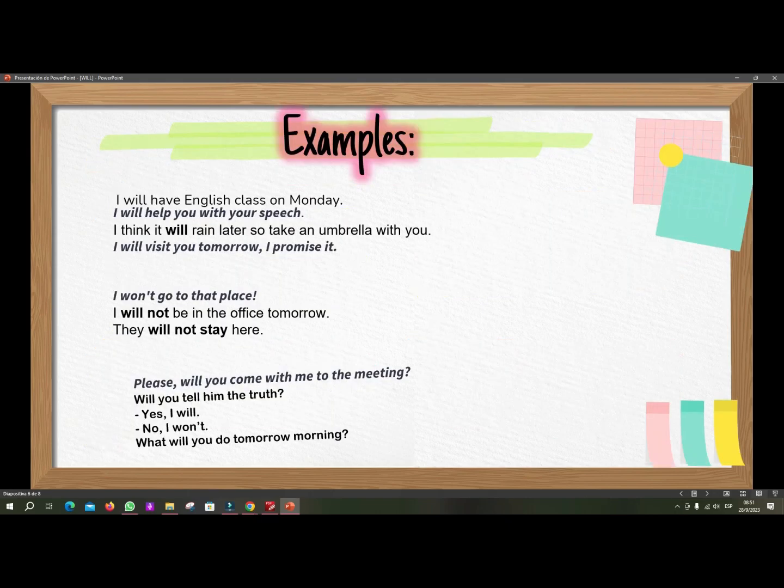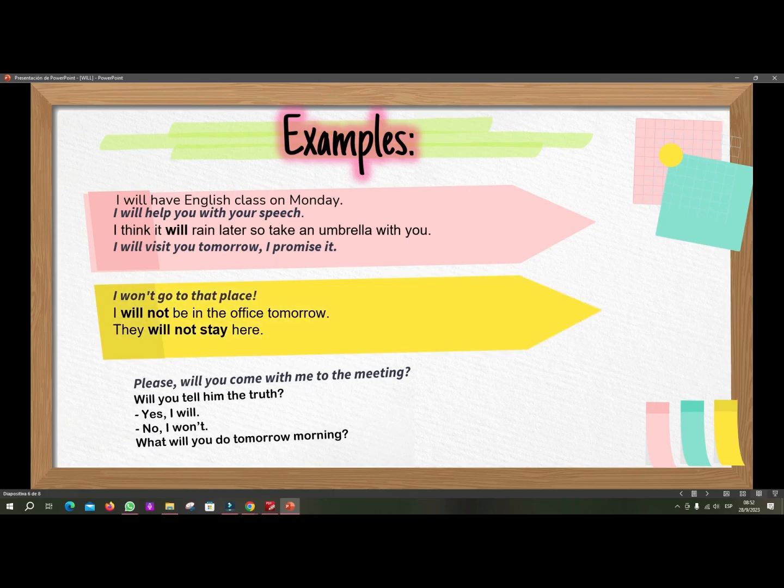For example, here are some examples. I will have English class on Monday, right? Or I will help you with your speech. If you notice here you have affirmative ones. So, subject, will, verb in the base form, and complement. Also, remember that you can use the expression I think, right? Then the subject and will. I think it will rain later, so take an umbrella with you, right? I will visit you tomorrow. I promise it. So there you have affirmative sentences. Also, negative ones.